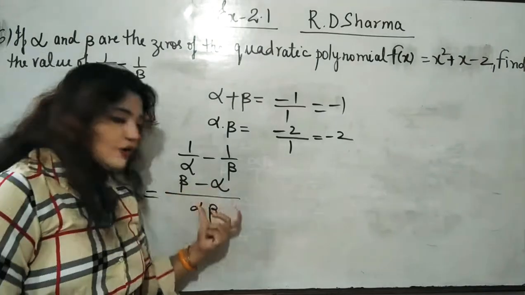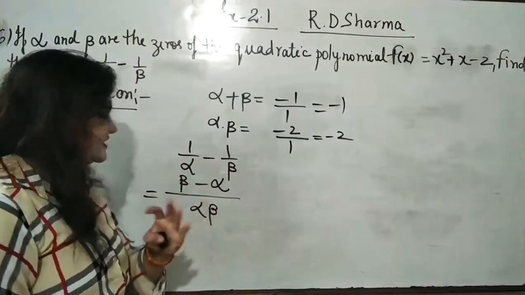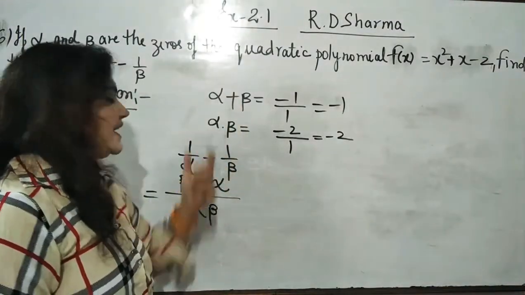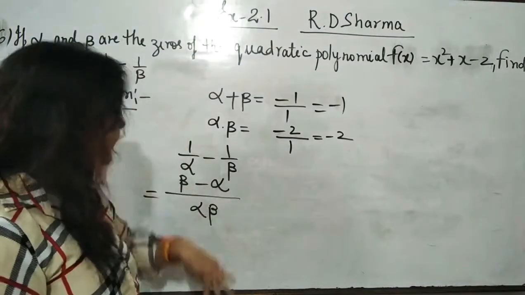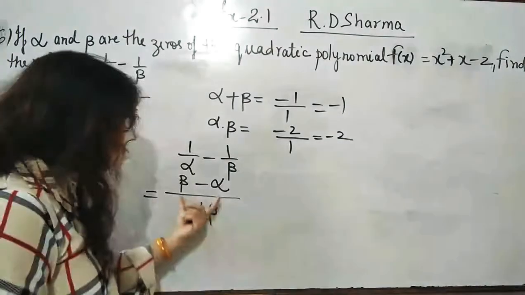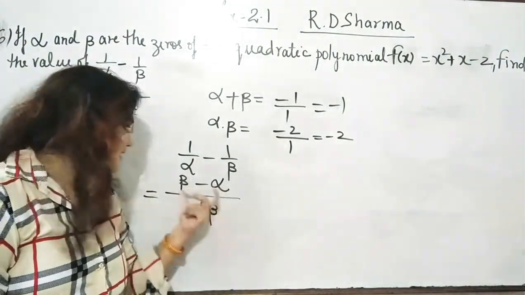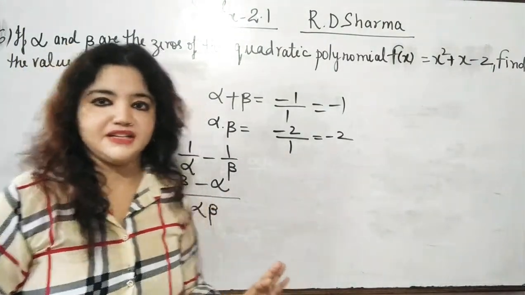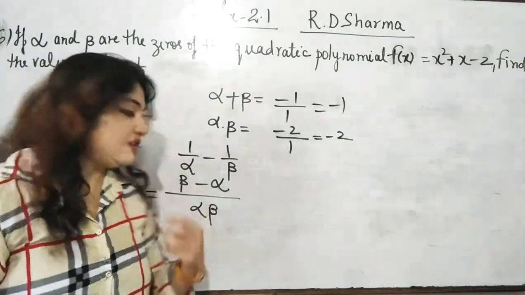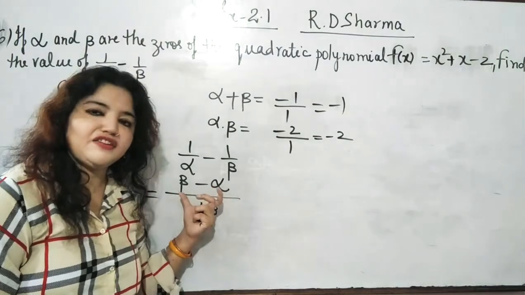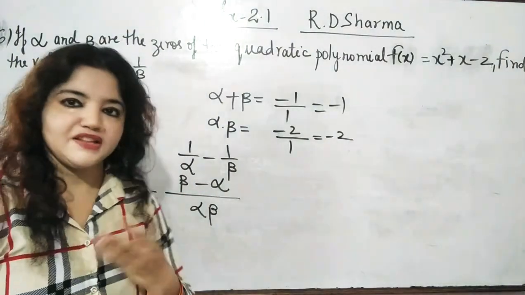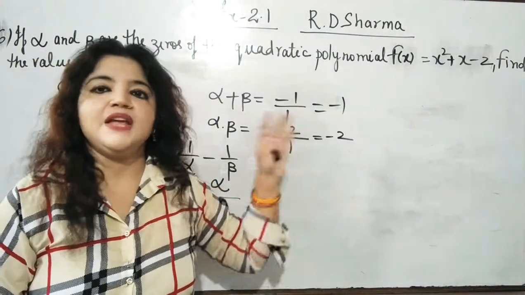Now beta minus alpha, we have to adjust in this way so that we can get alpha plus beta and alpha into beta. Why? Because we already have the values of alpha plus beta and alpha into beta. Are you understanding what I'm saying? Now we have to write the value of beta minus alpha, but we don't have the value of beta minus alpha. We have the value of alpha plus beta and alpha into beta. So what can we do? We will do one thing. Beta minus alpha, we will set in terms of alpha plus beta and alpha into beta. Then we will be able to put up the values of alpha plus beta and alpha into beta.